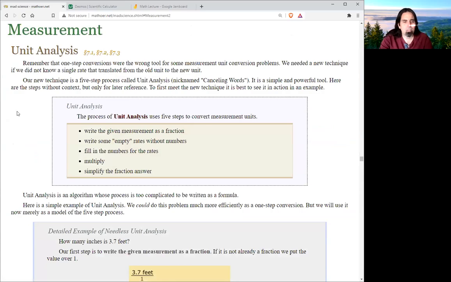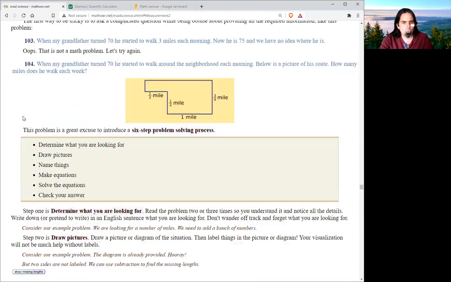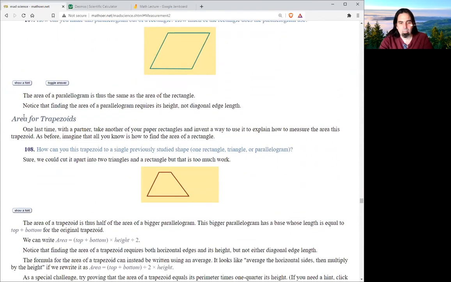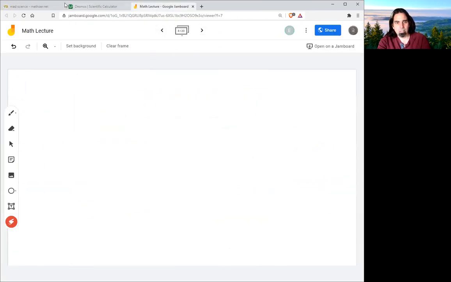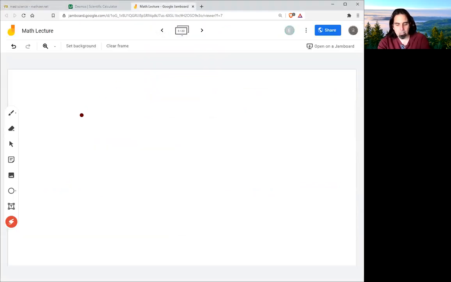The other one we had to talk about was 108. So we had a trapezoid, and we wanted to make the formula for a trapezoid.